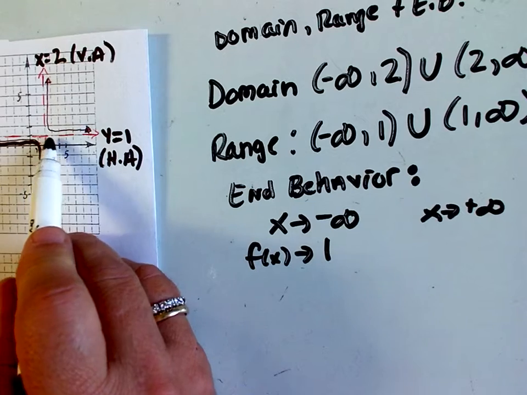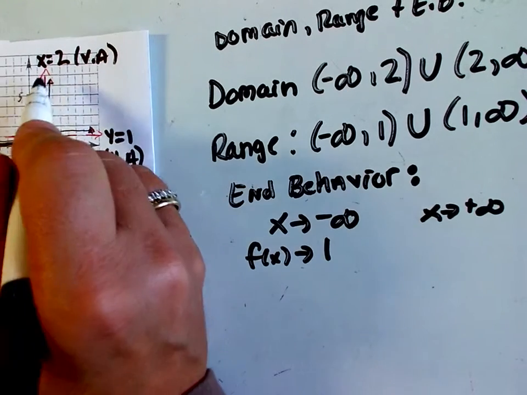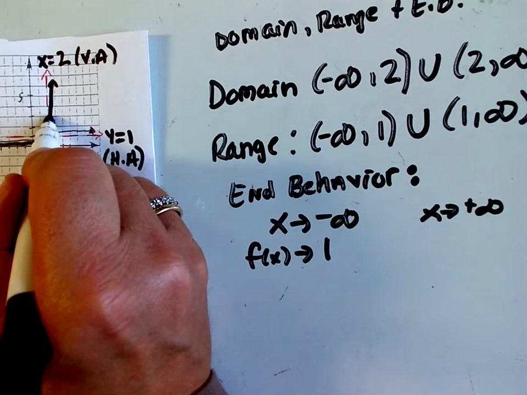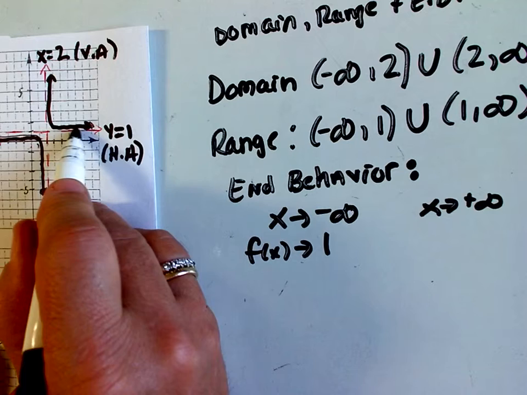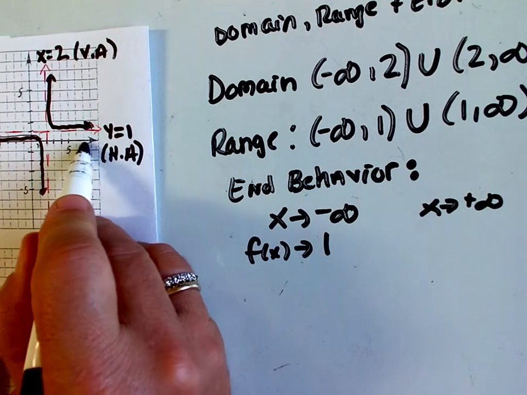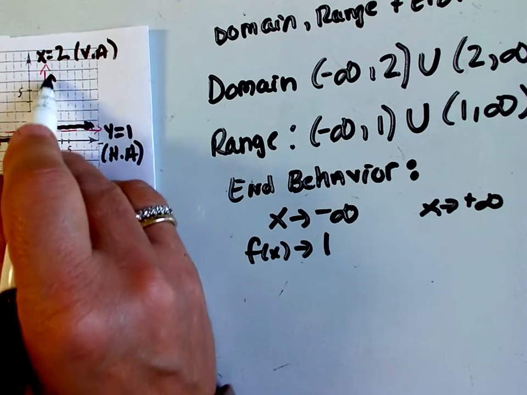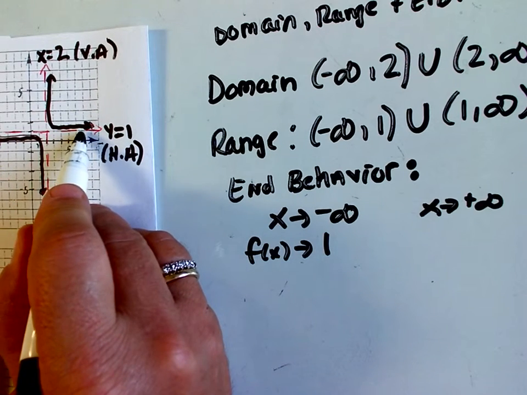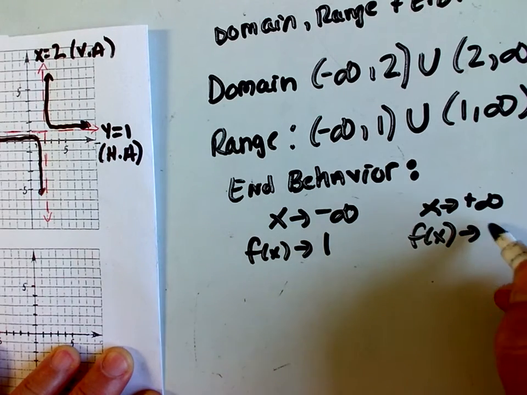As x is moving away towards positive infinity, we're looking at this part of the function here and trying to determine what that function is doing as x is moving towards positive infinity. Again, we see it's coming down towards the horizontal asymptote of y equals 1, so f of x is approaching 1.